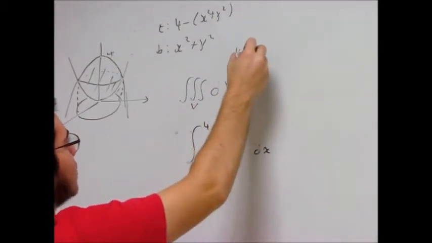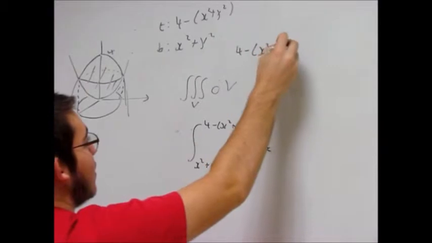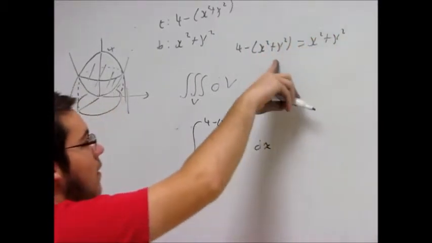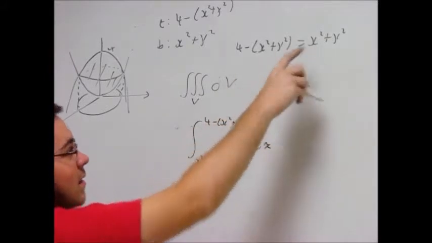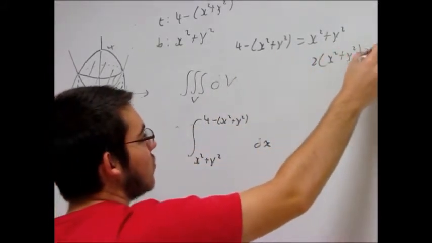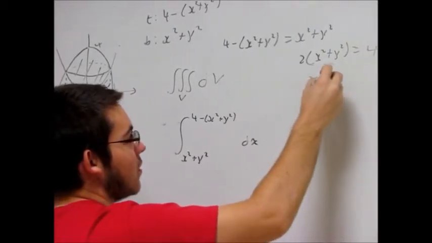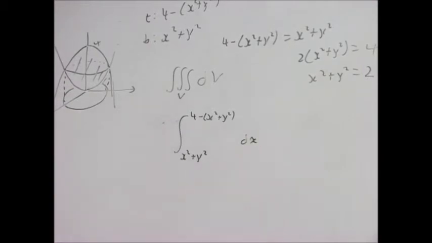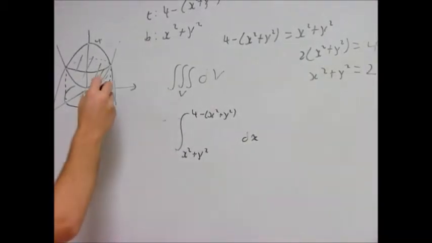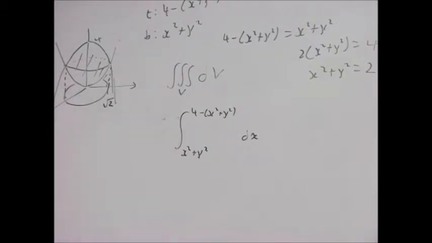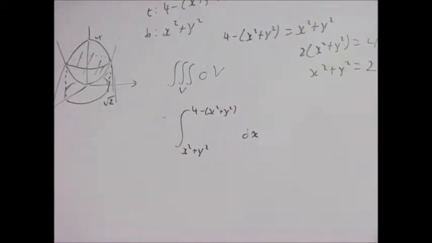So 4 minus x squared plus y squared, when does it equal x squared plus y squared? Well, we can just add it to both sides to get 2 times x squared plus y squared equals 4. So x squared plus y squared equals 2. Next, we all know that's a circle with a radius of square root of 2. So integrating over a circle is not that bad.